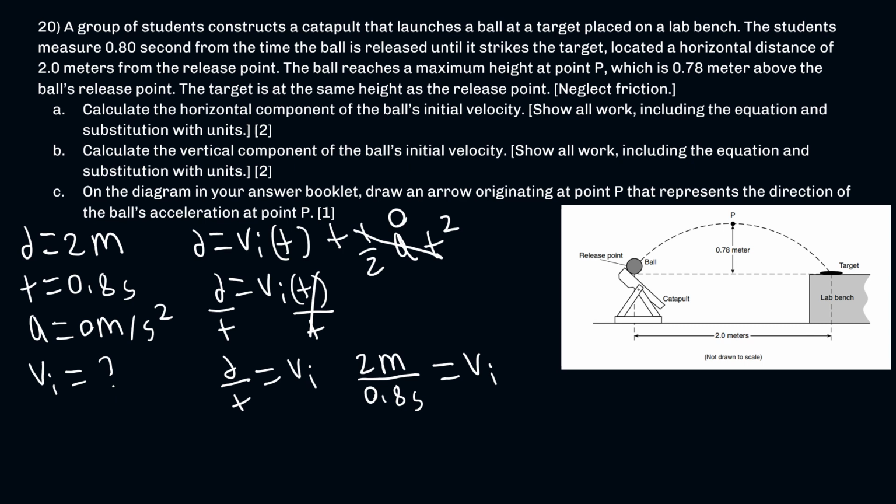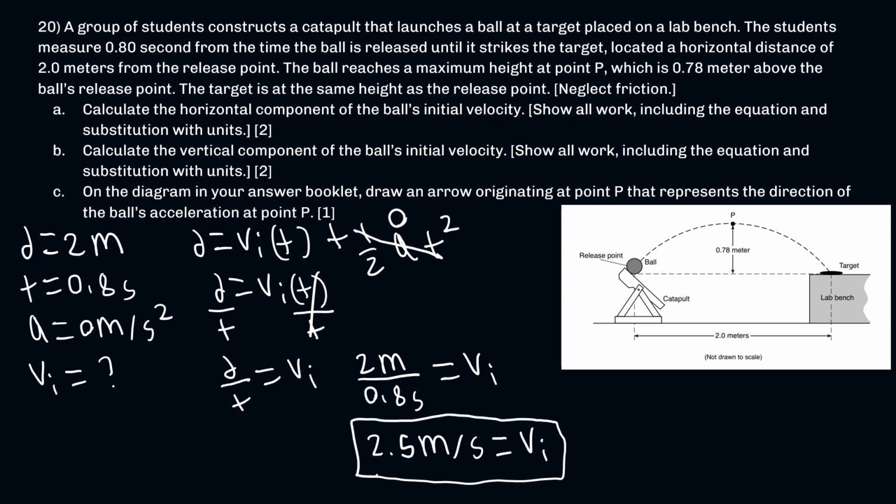2 over 0.8 gives me 2.5, and my units are meters per second. So my initial velocity in the x direction is 2.5 meters per second. One point here is for showing the equation and then substituting in the 2 meters and the 0.8 seconds. And my last part of the answer is the 2.5 meters per second, that is my initial velocity VI. So let's move on to part B of the question.